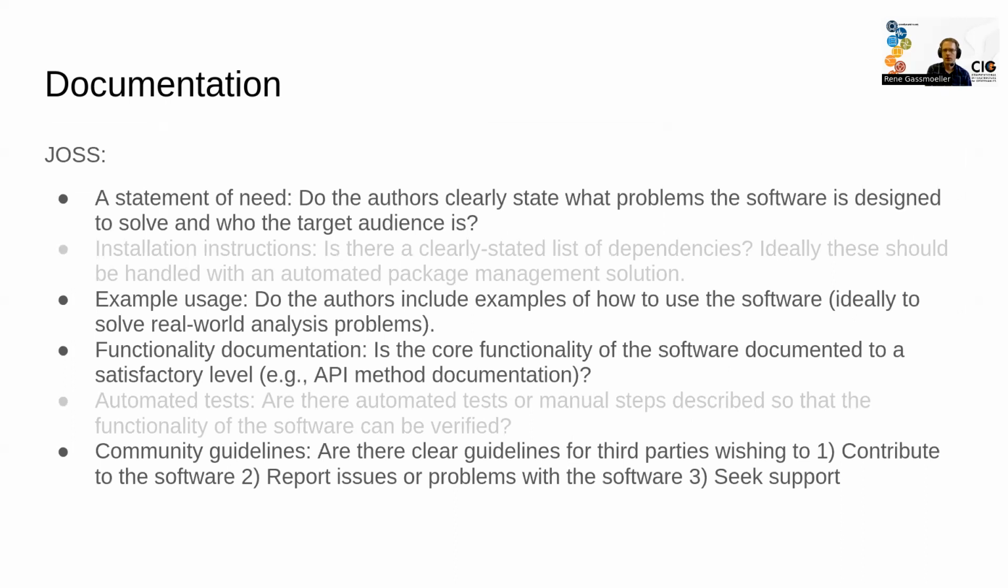The JOSS best practices for documentation are a statement of need. What is your software designed for? Who do you want to reach? Example usage, functionality documentation, and community guidelines. I have skipped over the installation instructions and the automated tests because we have covered installation already in the previous session, and we will cover tests as a separate topic in this session. So let's take a closer look at the individual points and recommendations here.